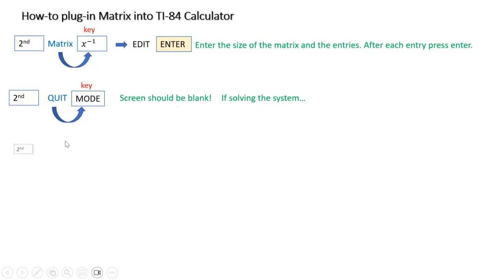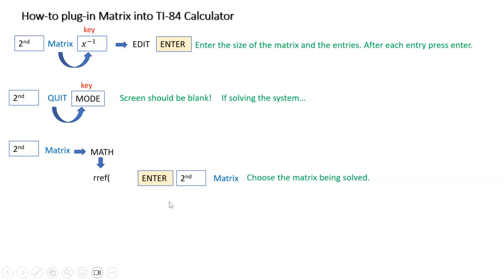Now, if you're solving, you're going to go again to second matrix, and then go down to math. Then you go down to REF. REF means reduced row echelon form, which means you're going to get 1, 0, 0 in a number, 0, 1, 0 in a number, and 0, 0, 1 in a number. That's what that means. Now go get the matrix that you're trying to solve, and just enter. Say it was matrix A, you enter, close parentheses, and you got your answer.